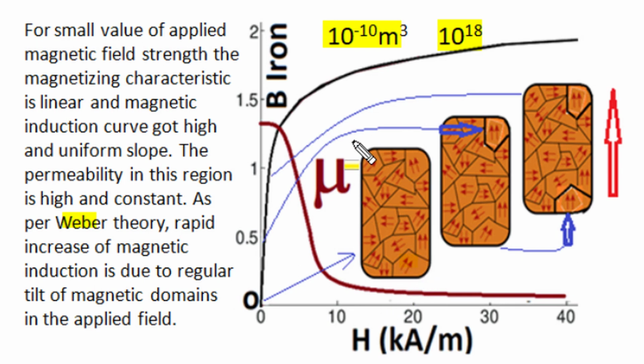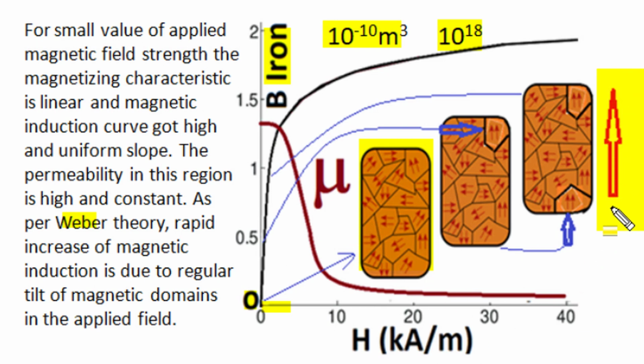moment. And in unmagnetized virgin ferromagnetic material, all these domains of the entire volume have different, randomly oriented positions, and the resultant vector summation of all those magnetic dipole moments is 0, and the material has 0 magnetic induction for 0 applied magnetic field. And when applied magnetic field strength is increased, initially there is a linear increase in magnetic induction with a high and uniform slope. And the reason for this increase of magnetic induction in ferromagnetic material is the tilt of magnetic domains in the direction of the applied magnetic field.